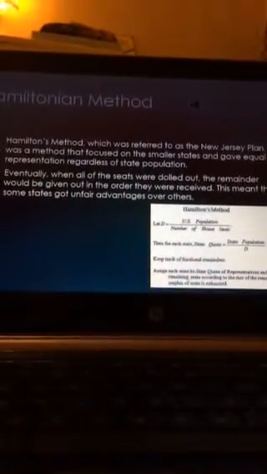The Hamiltonian method is often referred to as the New Jersey Plan. This method focused on smaller states and tried to give them equal representation regardless of their state populations. Here's a formula from the Hamiltonian method. Imagine there are 3 states, State A with a population of 696, State B with a population of 268, and State C with a population of 136. This gives us a total population of 1,100.